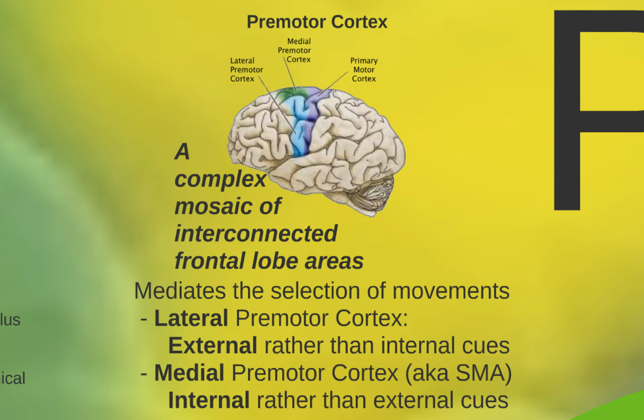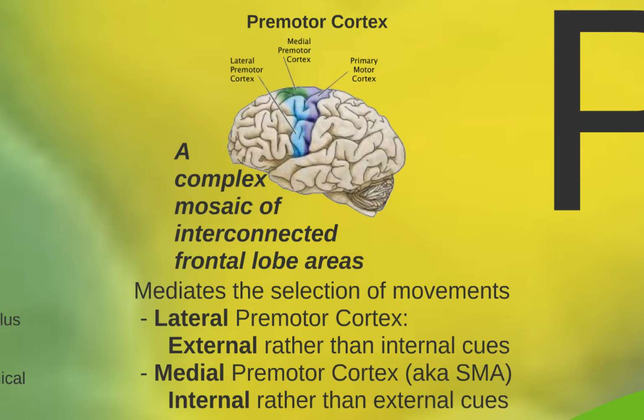Next, we get into where the movement really starts to occur, the premotor cortex and the primary motor cortex. The premotor cortex, as you can see in this picture here, is divided into medial and lateral premotor cortex. Now, this area is not necessarily a distinct specific region, rather it's a complex mosaic of interconnected areas. It does happen to be along the frontal lobe, but it's along the posterior border of the frontal lobe as the frontal lobe merges with the primary motor cortex.